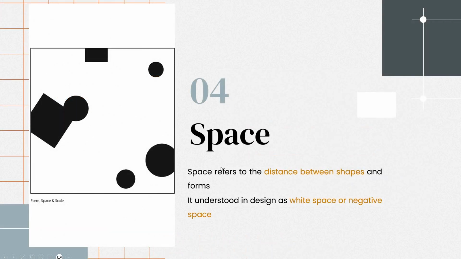So now we are going to talk about space. Space refers to the distance between shapes and forms. It's understood in design as white space or negative space. So the space are the white space or negative space. Negative space has two names, negative space or white space, and they both have the same meaning. This is called the negative space, which is the empty space.